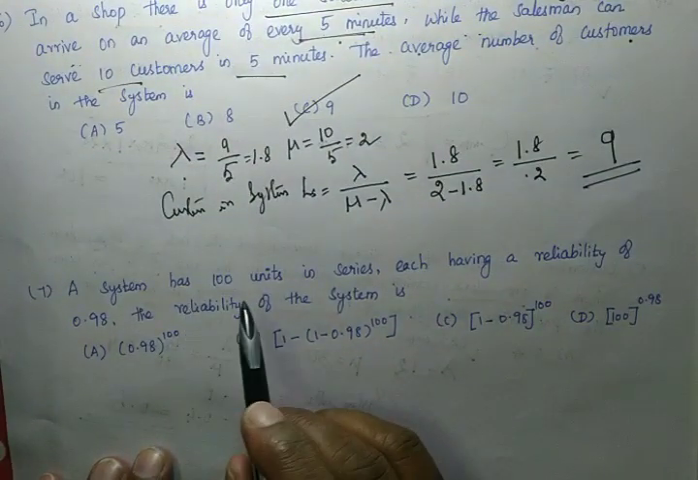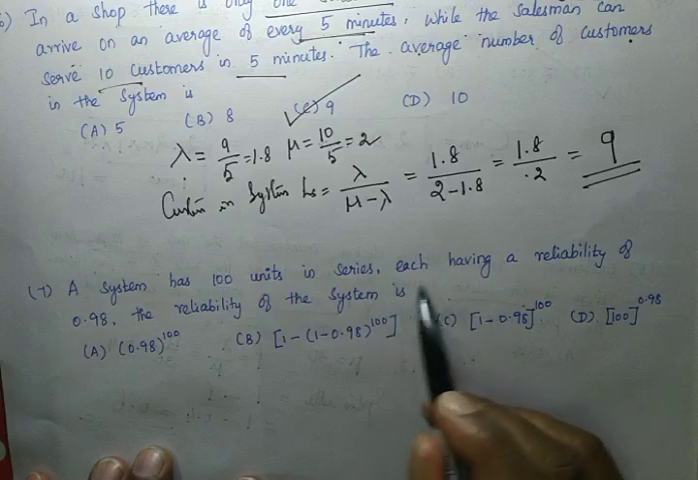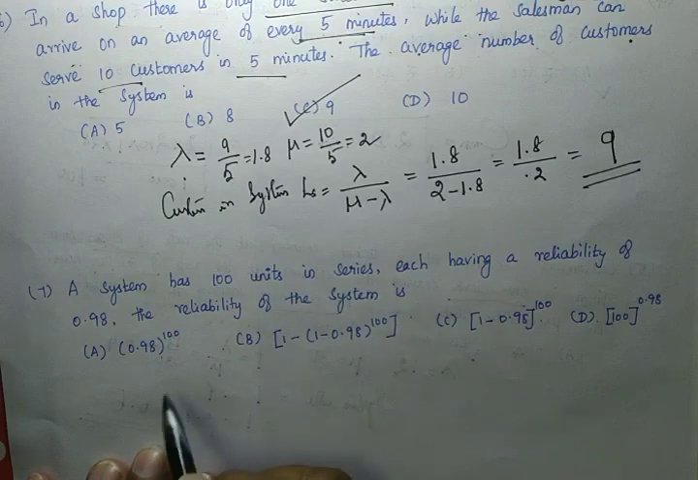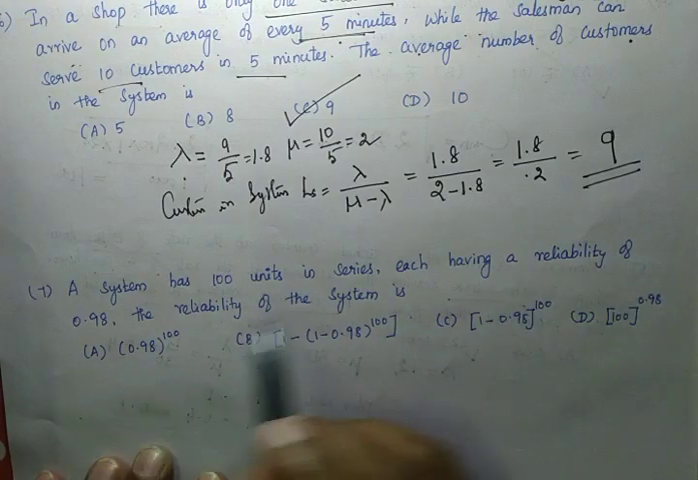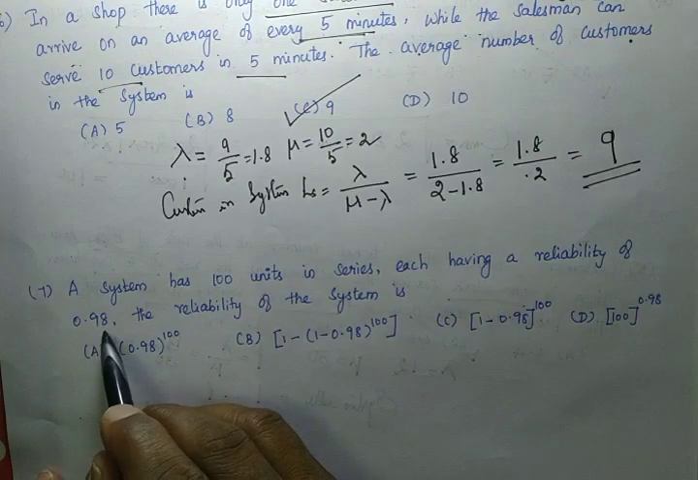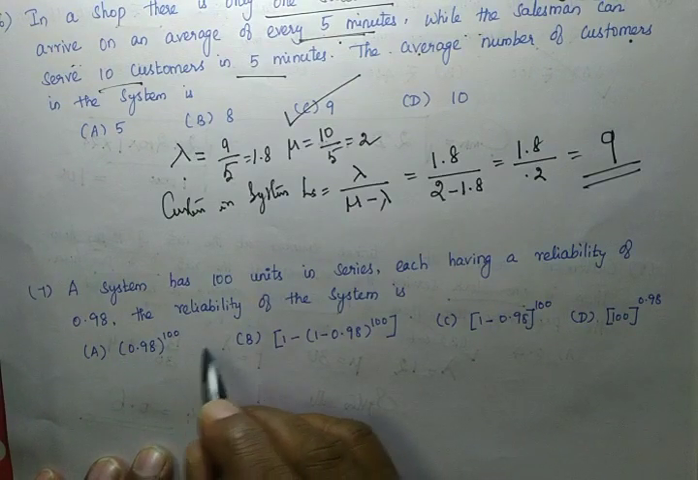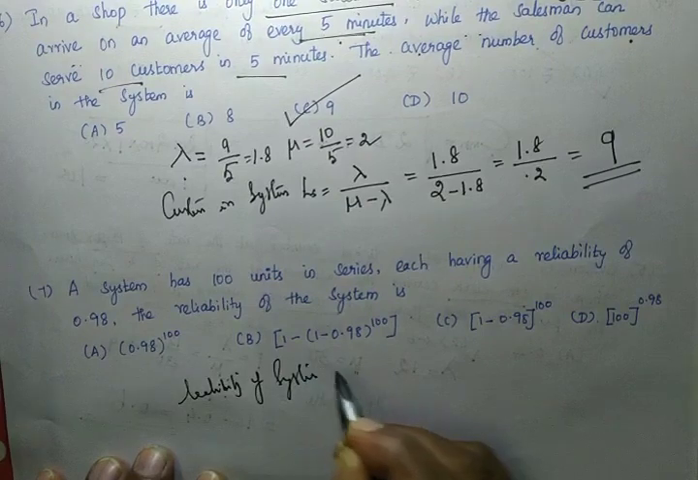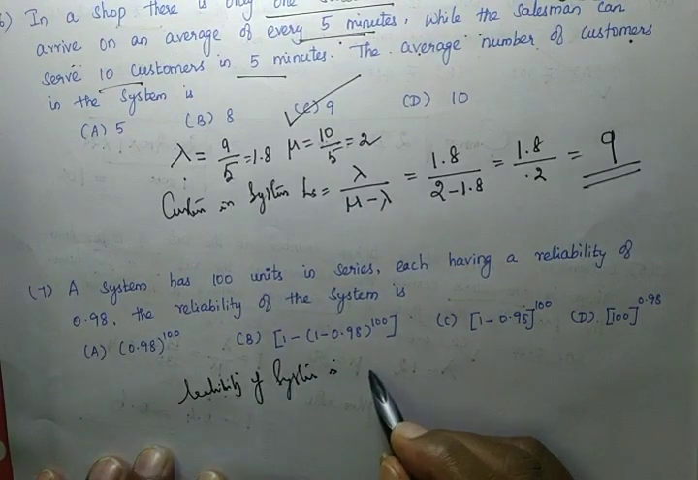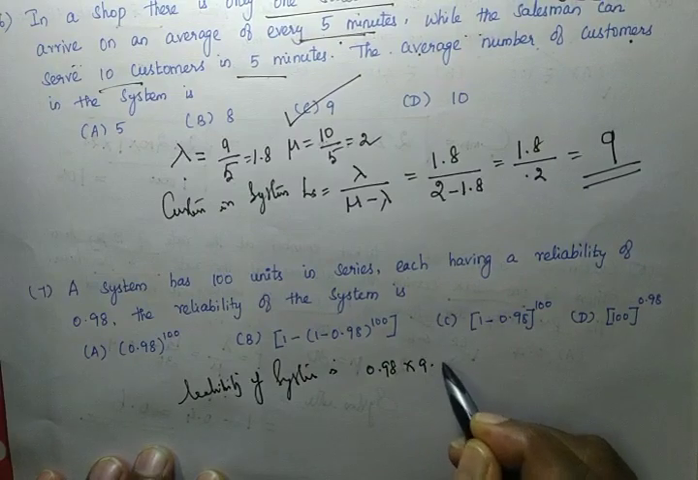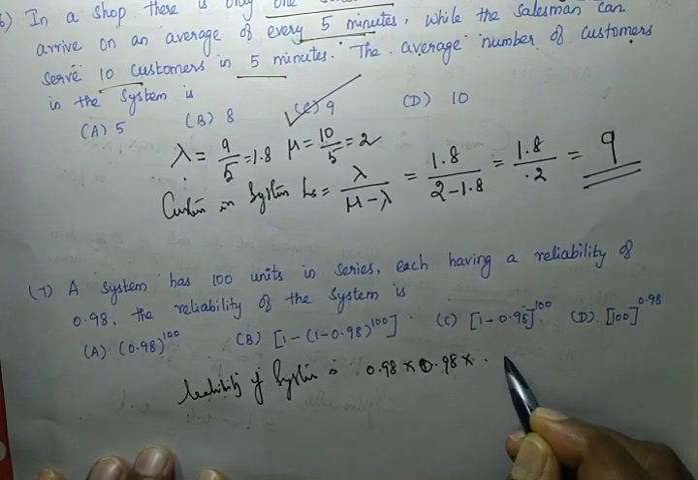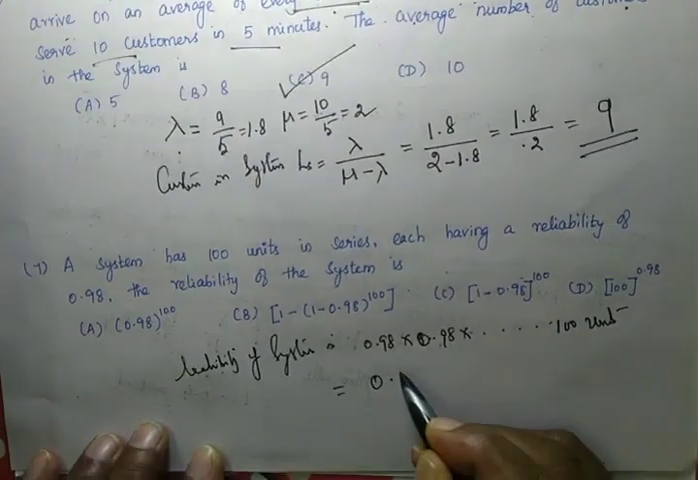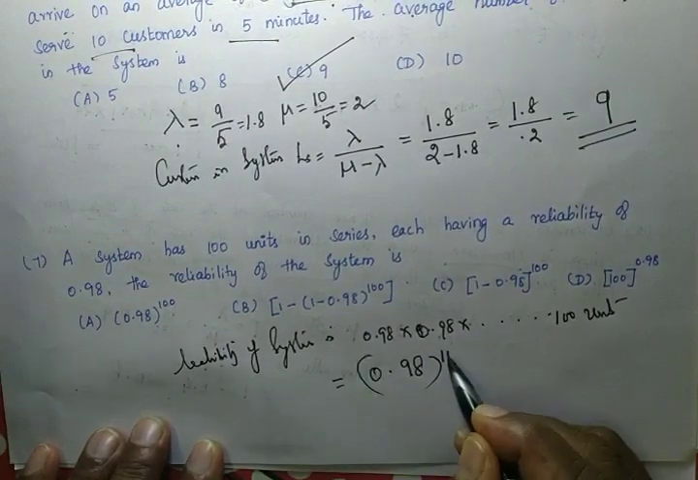The system has 100 units in series, each having a reliability of 0.98. What is the reliability of the system? Each unit has a reliability of 0.98 and you have 100 units. Therefore the reliability of your system is 0.98 into 0.98, like that multiplied 100 times. Therefore, the result is 0.98 to the power of 100.